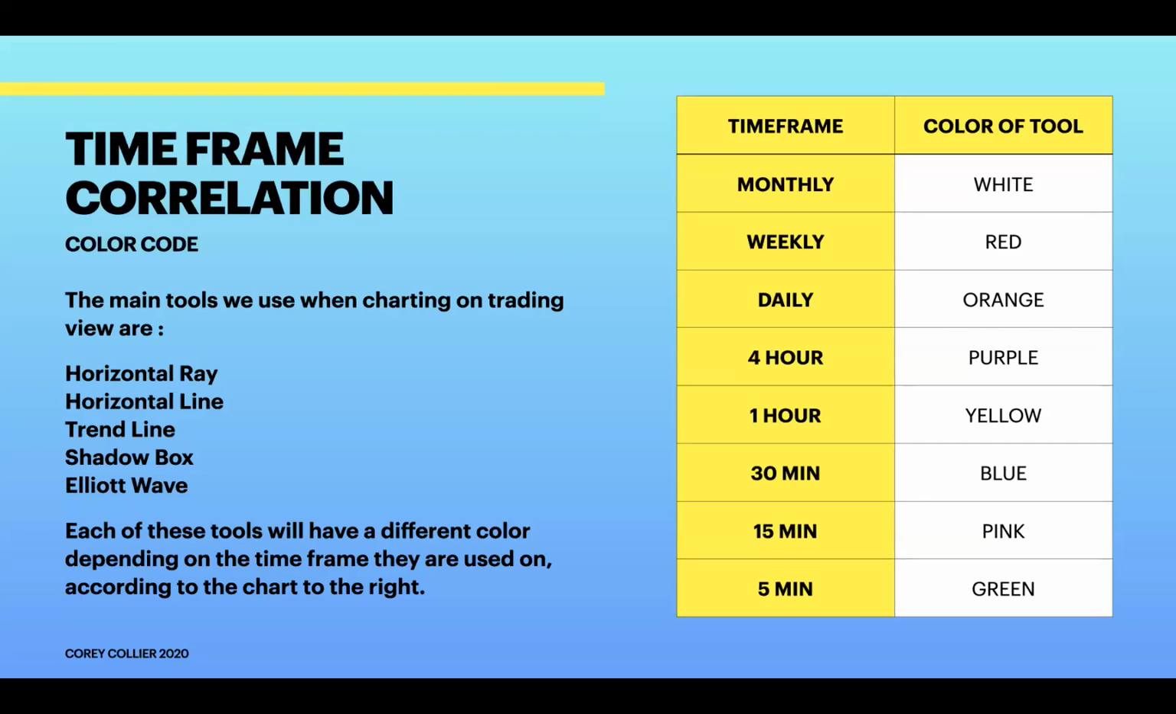Again, the weekly is red, daily is orange, 4 hours purple, 1 hour is yellow, 30 minute is blue, 15 minute is pink, the 5 minutes green. And if you go lower than that, you can make up your own color. And honestly, if you want to change the colors on this, guys, it's perfectly fine with me. But understand what each of these colors mean, or you have to understand what you're setting the colors for, basically.